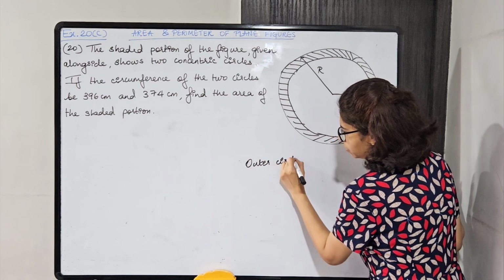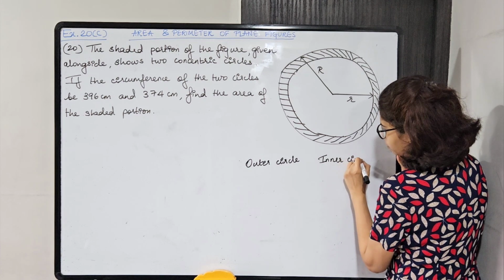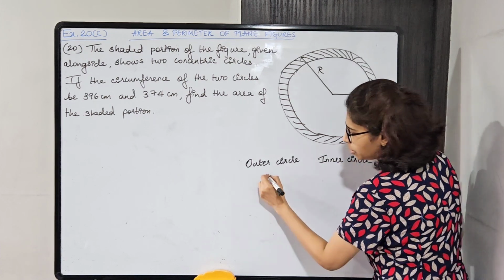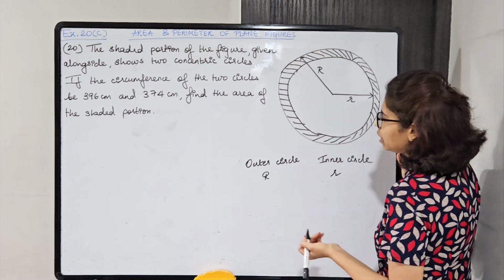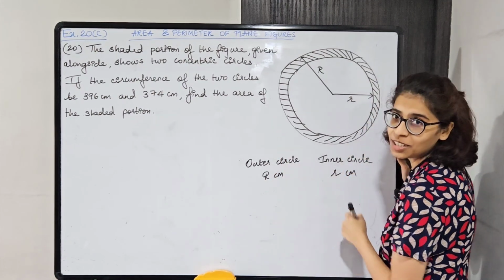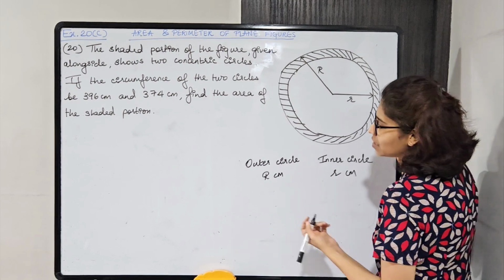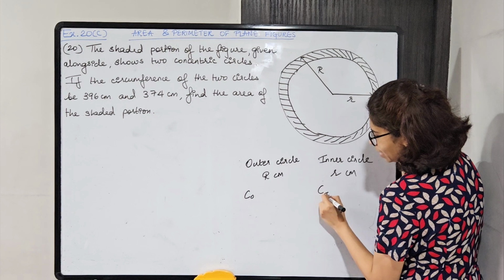For the outer circle, the radius is capital R. For the inner circle, small r. Right? Radius will be in centimeter because circumference is centimeter में है. Circumference for the outer circle, let's say it is CO, and circumference for the inner circle CI.